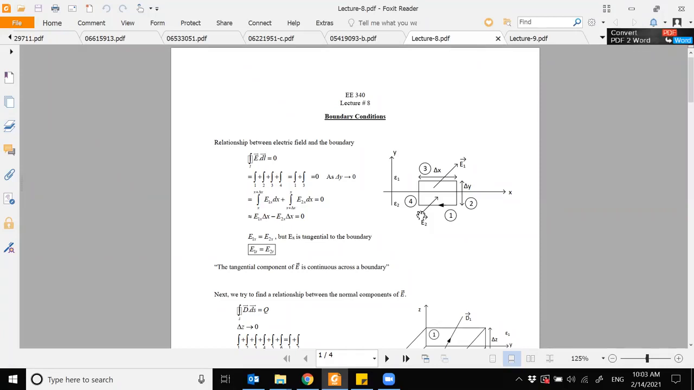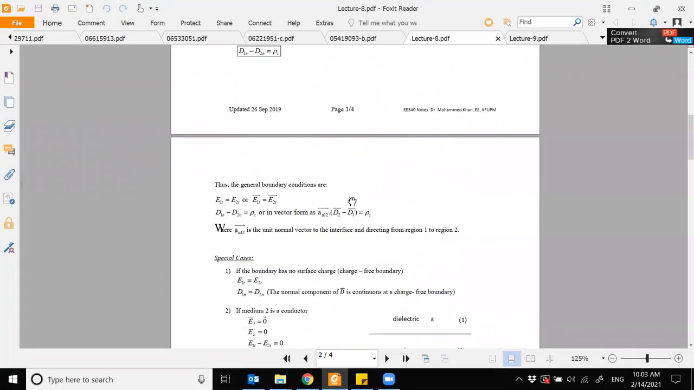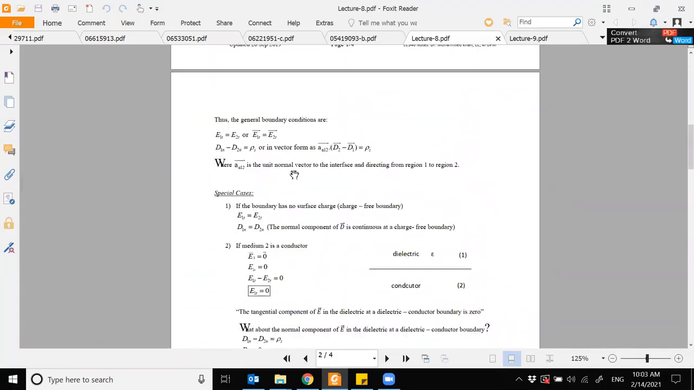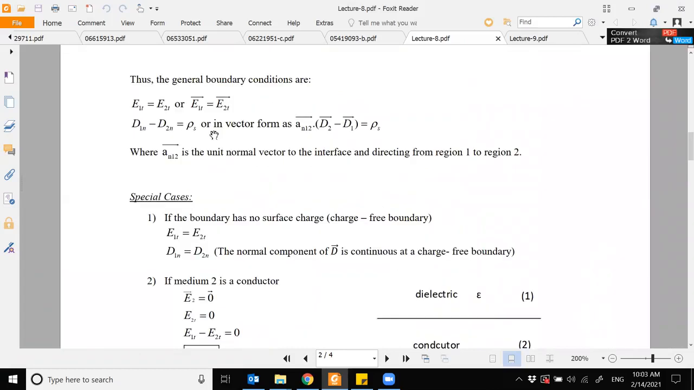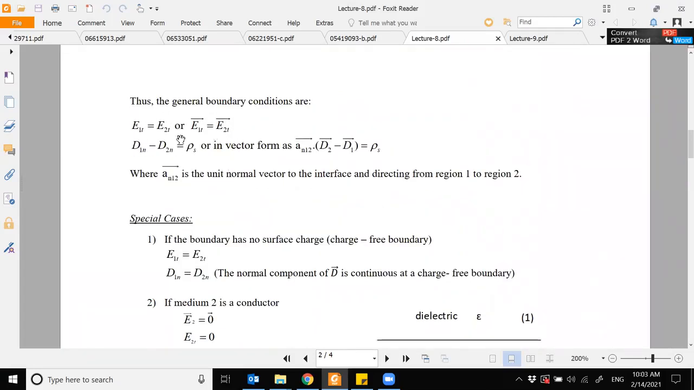We looked at the 2 boundary conditions, and they were these ones. First is the tangential component of the electric field across the boundary is the same, so they don't experience any change. That's why we say it is continuous. And the normal component of the electric flux density follows this expression. And in the vector forms, they are this one.